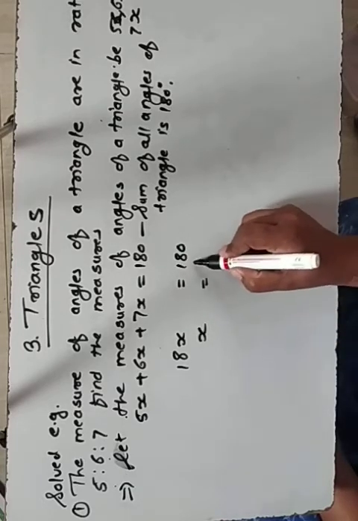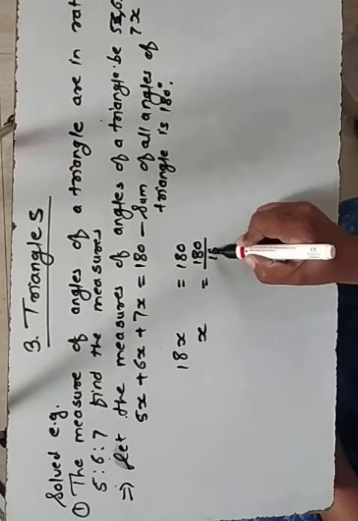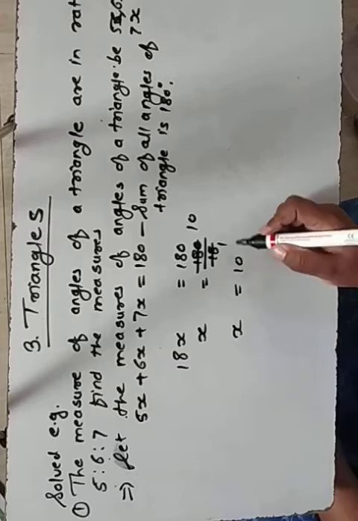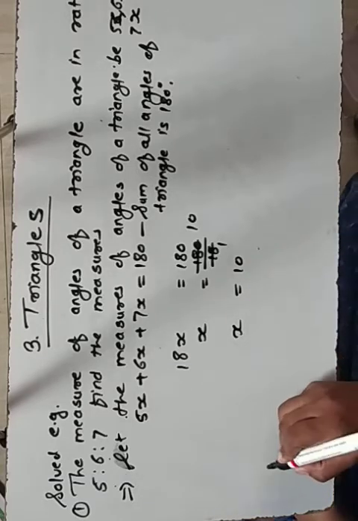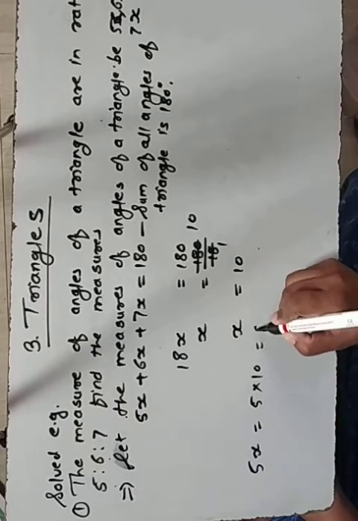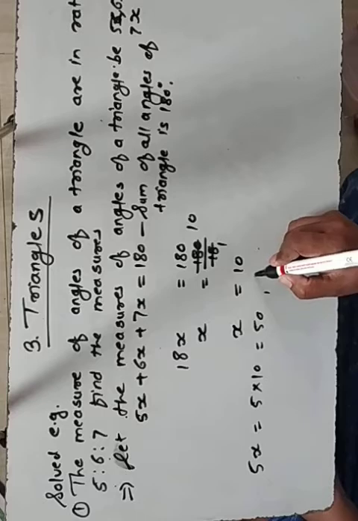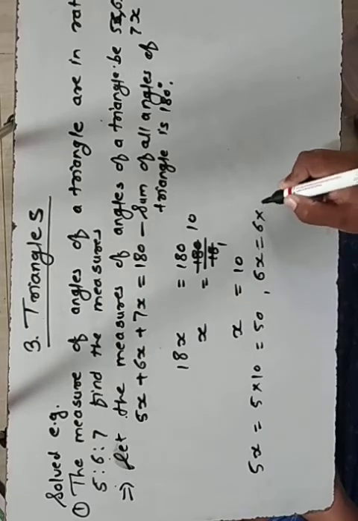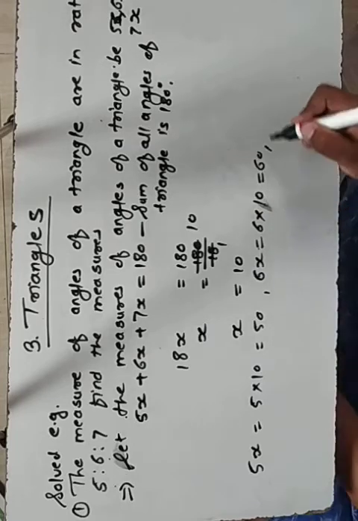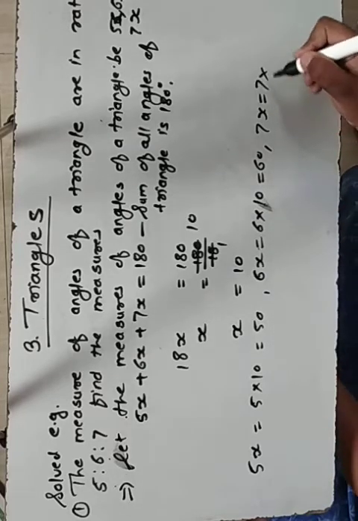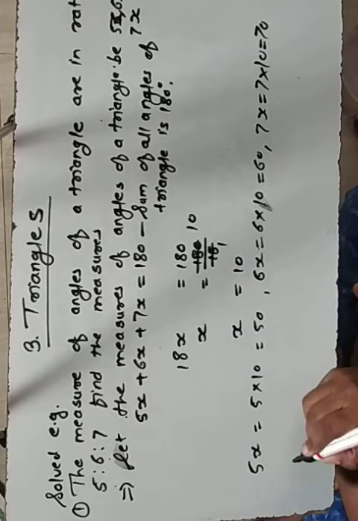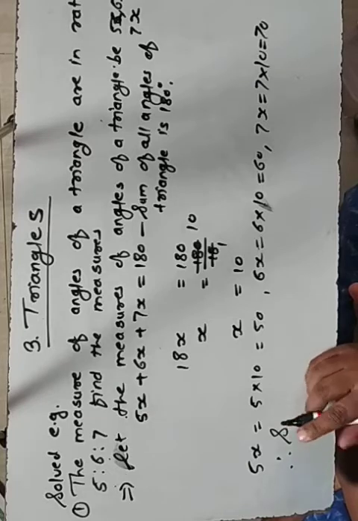So x is equal to 180 upon 18. 18 ones are 18 and here 0. So x is equal to 10. Now we have to find the respective angles. 5x is equal to 5 into 10, equal to 50. 6x is 6 into 10, equal to 60, and 7x means 7 into 10, equal to 70. In this way you have to solve the answer, and therefore write the measures of angles.